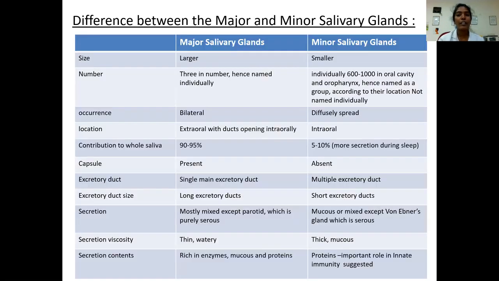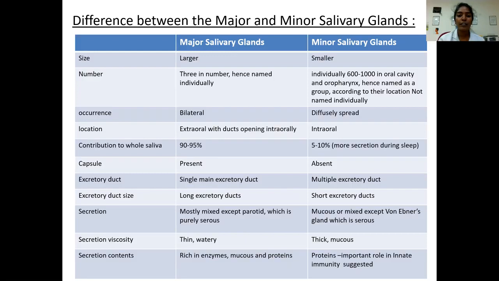The major differences between the major and the minor salivary glands: the size of the major salivary gland is large, whereas the minor salivary gland is small. The number: major salivary glands are 3 in number, whereas minor salivary glands are numerous, around 600 to 1000 in the oral cavity. The occurrence: major salivary glands are mostly bilateral, whereas minor salivary glands are diffuse. The location: major salivary glands are located extraorally with the duct opening intraorally, whereas minor salivary glands are intraoral.